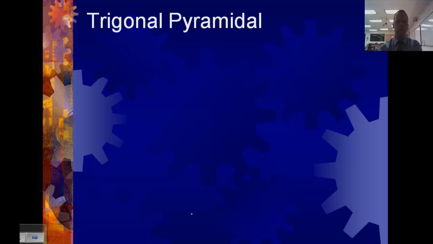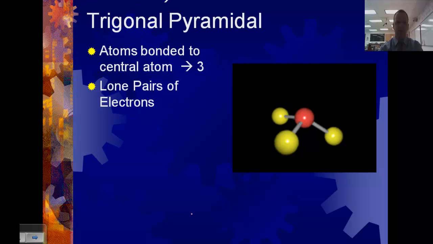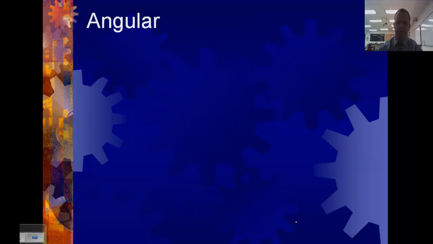The next shape is Trigonal Pyramidal. This is also 3 things bonded to the central atom, but now we have 1 lone pair on the central atom. Get a bond angle of 107. An example of this would be NH3. If you draw NH3 out, it looks like this in 2 dimensions, but in reality, from the picture above, these 3 hydrogens get pushed down below the nitrogen, and we get this pyramid shape, and that's why it's referred to as trigonal pyramidal. Trigonal, 3 things, pyramidal, pyramid shape.